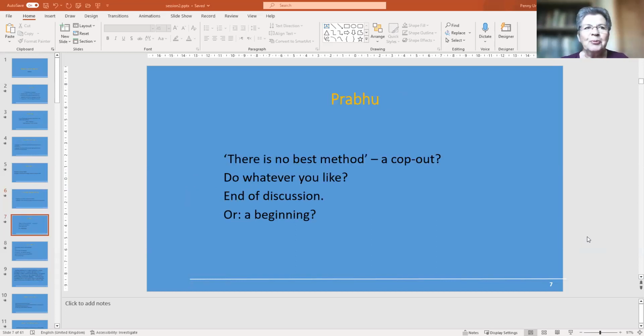Okay, move on. So Prabhu says that when people say there's no best method, he sees that, he doesn't use the word cop out, that's what I'm saying, but that's more or less what he's saying. Does it mean you can do whatever you like and therefore it's the end of the discussion, or is it the beginning of a discussion?